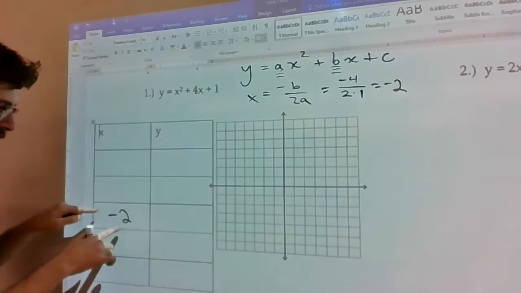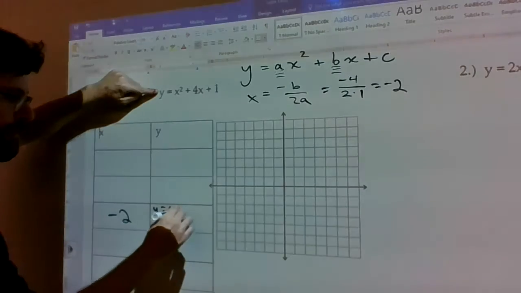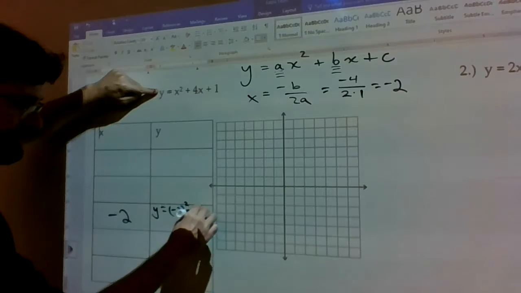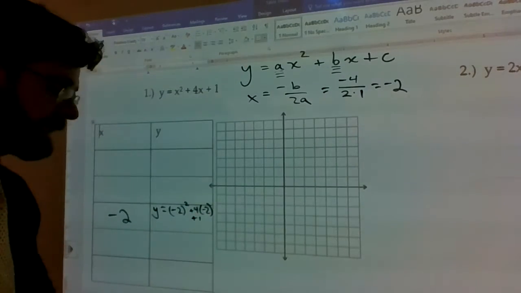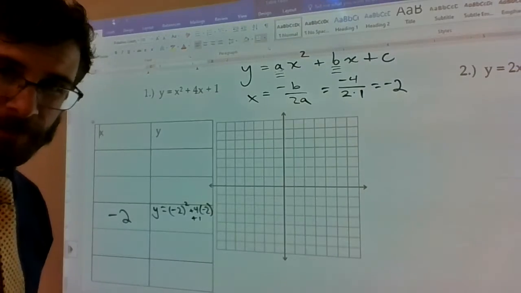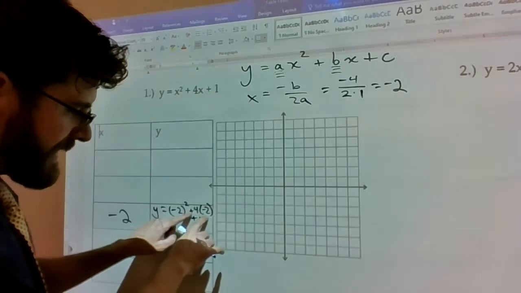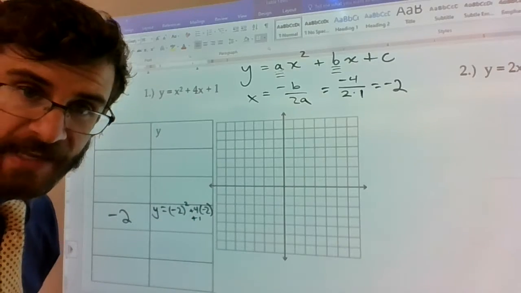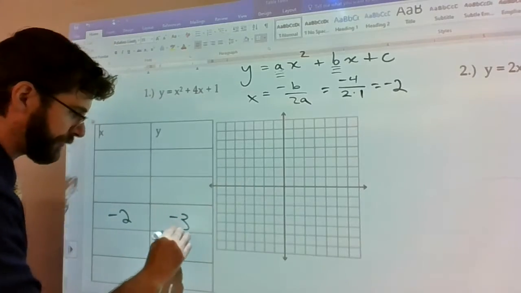Okay? So to get the y value, I'm going to take y equals negative 2 squared plus 4 times negative 2 plus 1. And you guys can put that in your calculator if you want to. It should be pretty basic mental math though. 4 minus 8 plus 1. 4 minus 8 plus 1 becomes negative 3. So that all becomes negative 3.